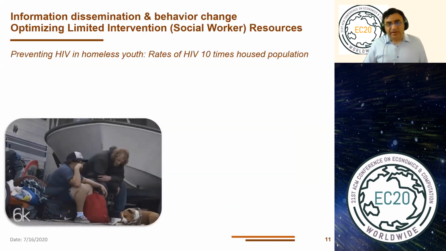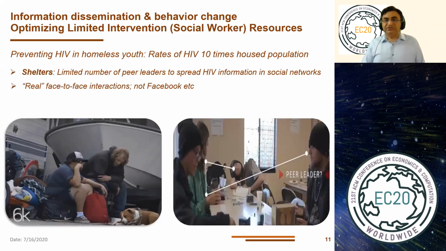So the motivating domain I'll use is preventing HIV amongst homeless youth. There are 6,000 homeless youth, for example, who sleep on the streets in Los Angeles every night. The rates of HIV amongst these homeless youth are 10 times the rates of the normal housed population. So homeless shelters try to spread information about HIV prevention by recruiting peer leaders and informing them about HIV. These peer leaders are supposed to talk to their friends, and their friends talk to their friends, and information spreads in the social network. This is real face-to-face interaction, not Facebook, etc.